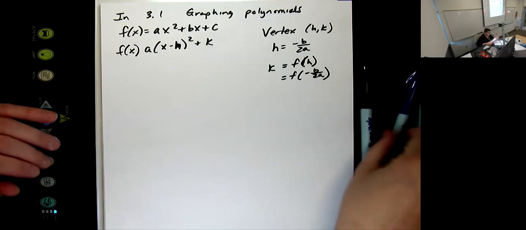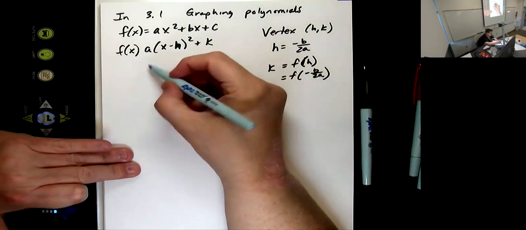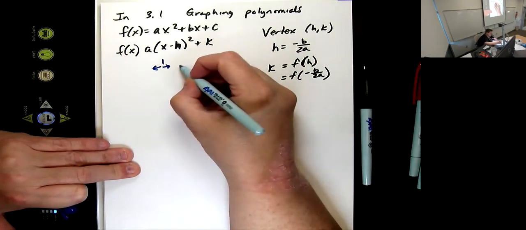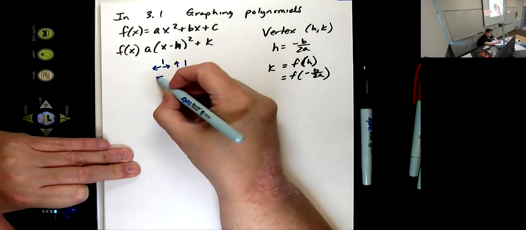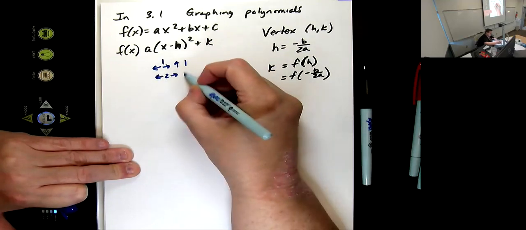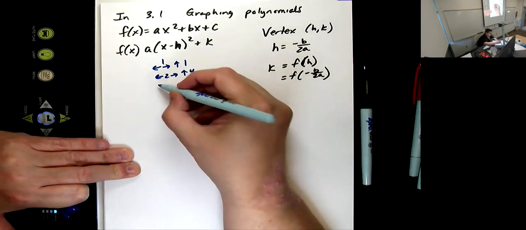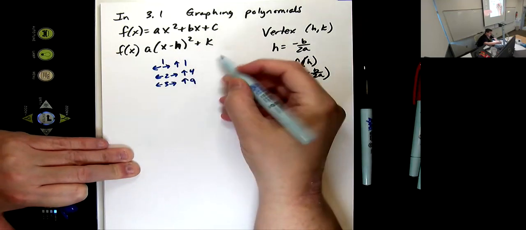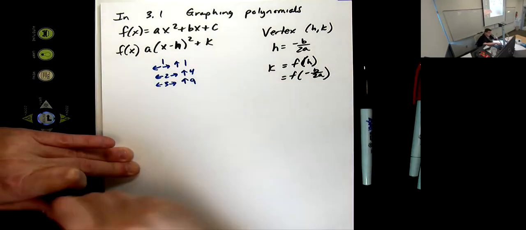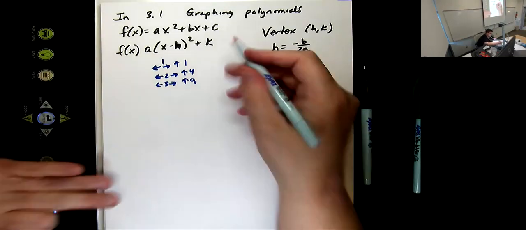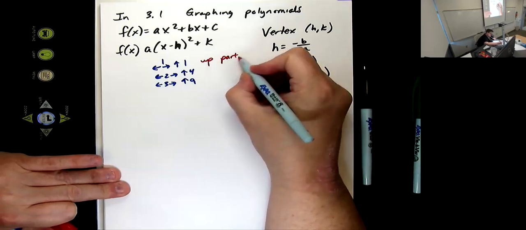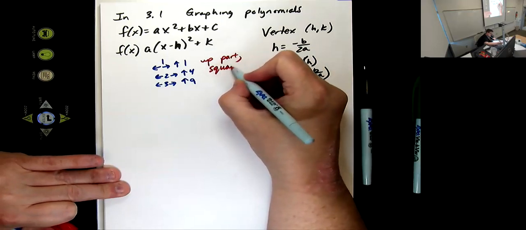And if we had the vertex, we could go left or right 1 and then up 1, left or right 2 and then up 4. You go left or right 3 and up 9, where the up part is just the square of the left-right part.